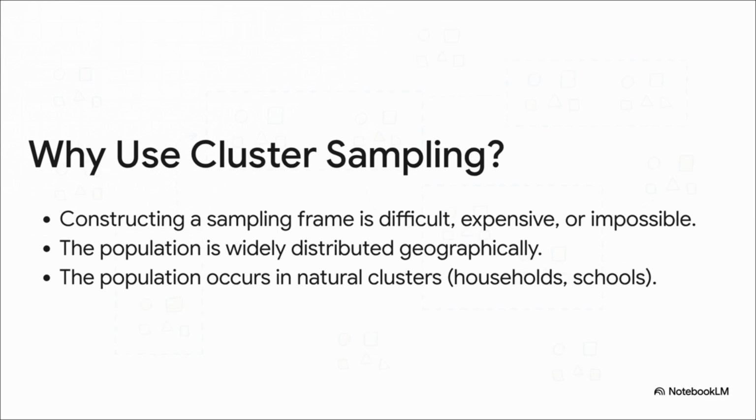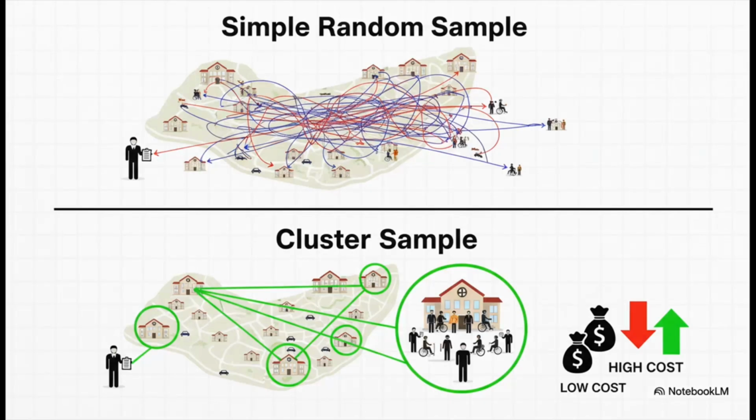Second, geography is a huge one. If you need to survey people across the whole country, it's so much more efficient to fly to 50 randomly picked counties than it is to visit 2,000 randomly picked people scattered all over the place. And third, a lot of populations just come pre-packaged in these natural clusters, like households, schools, or hospitals. It just makes sense to use them. This example really drives the point home.